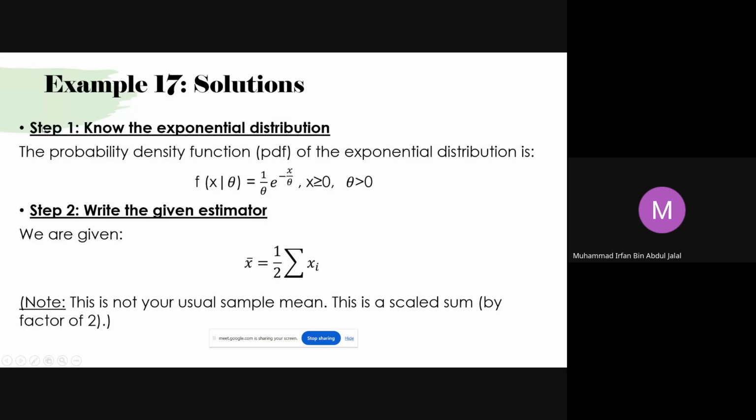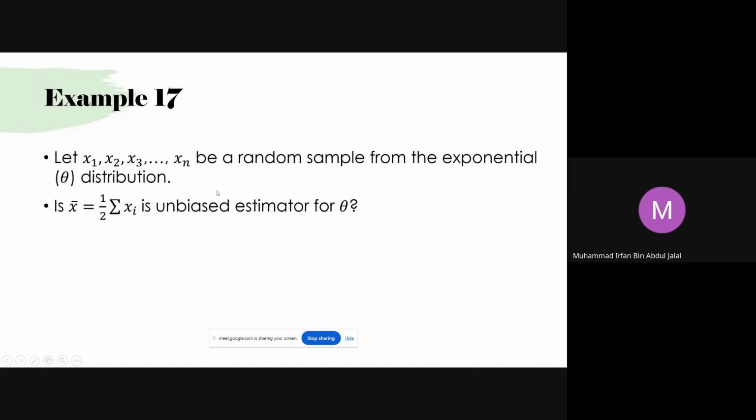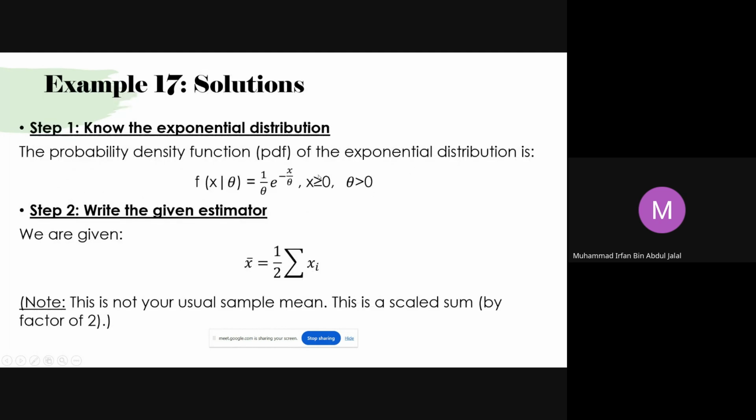So in this case, we need to write down the PDF, or the probability density function, for the exponential distribution first. As you have learned from your previous lecture, hopefully, the probability density function of the exponential distribution with a parameter theta is given by this equation. So f of x given the parameter theta is equal to 1/theta exponent of minus x over theta here.